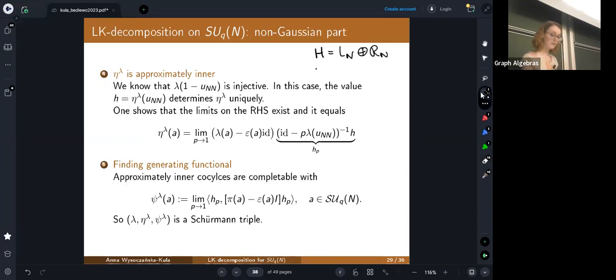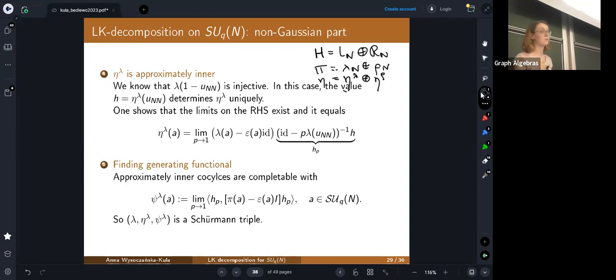the representation decomposes accordingly, and then of course the cocycle, denoted this way, will decompose. Yes, so the cocycle on this left-hand side is approximately inner. So we show that we can always define a certain limit, and it will be exactly equal to our cocycle. And since approximately inner cocycles are completable, this means that this cocycle on the left can be completed.